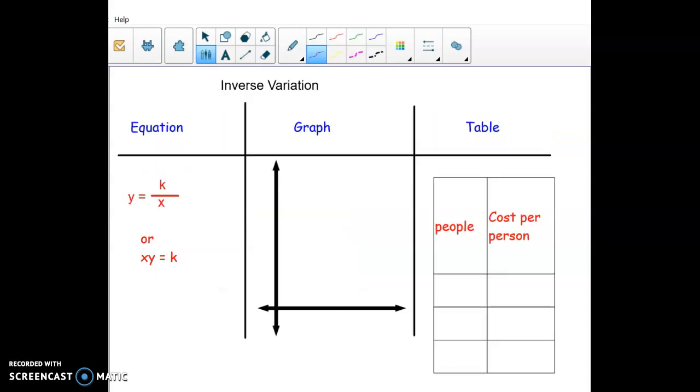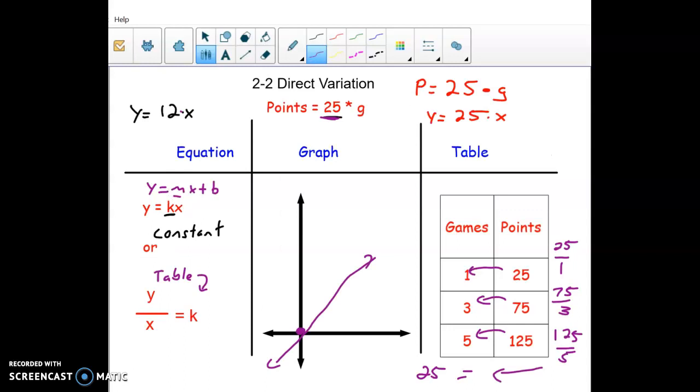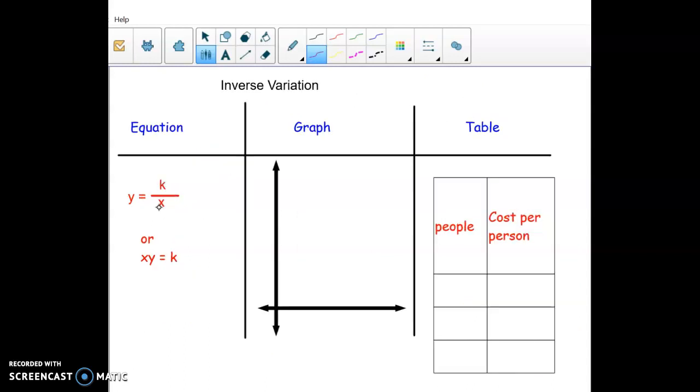Okay, so my example for inverse variation. Inverse variation is like a constant over x. So direct was a constant times x, and inverse is a constant divided by x. That's what it means to be an inverse variation. The hard part, again, in a table: if you were to take both sides of this times x, you would get the equation x times y equals a constant. Remember, k is called the constant.